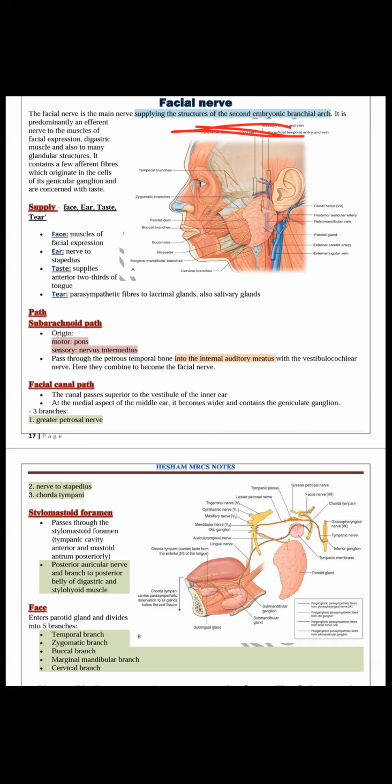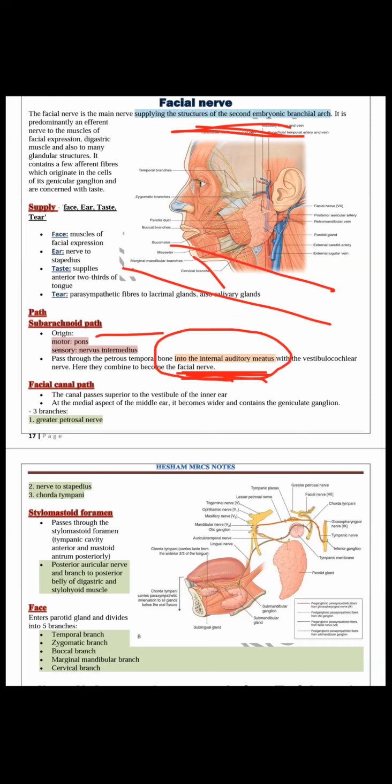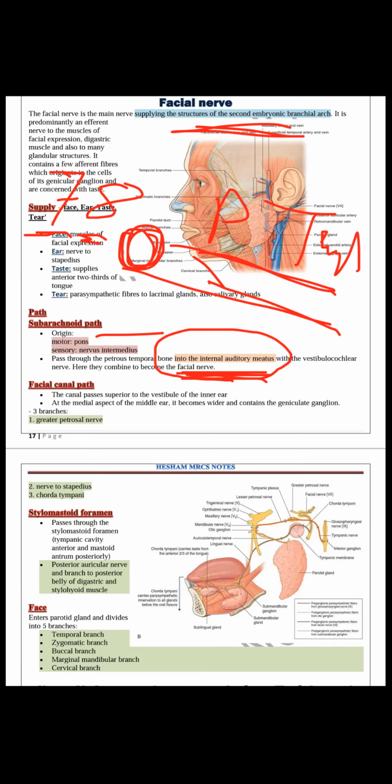Then you have its pathway. I said it's originating from the pons. Then it passes through the internal auditory meatus, which is a passage through the petrous part of the temporal bone. You have here the entry of this nerve. The internal auditory meatus is a passage for the 7th and 8th cranial nerves, facial and vestibulocochlear. All are passing through the internal auditory meatus.